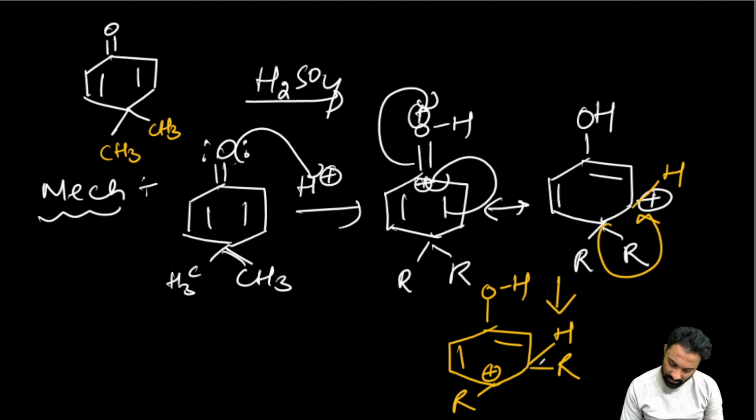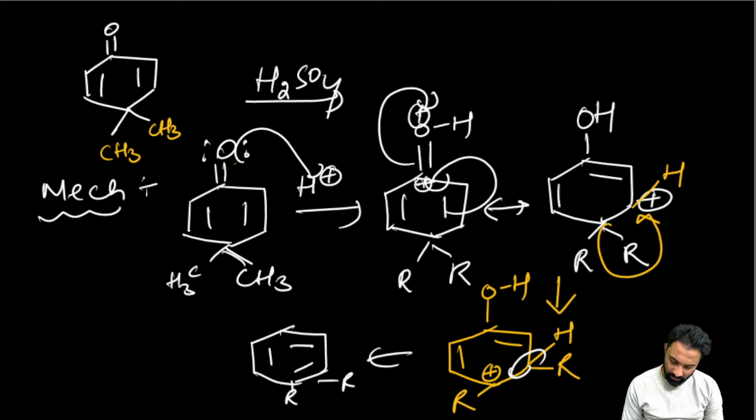Now here the alkyl we are having, either we are having the H, right? Now this H again will be restored to the aromatic ring. It will restore to the aromatic ring. So 2,3 dialkyl phenol, 3,4 dialkyl phenol. Clear? Done? Next.